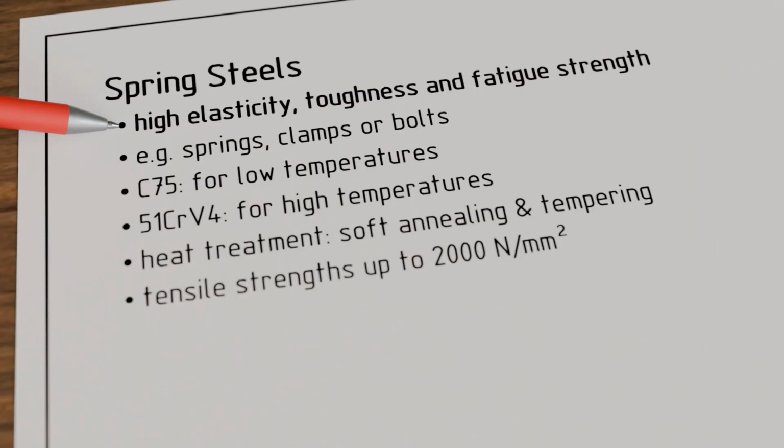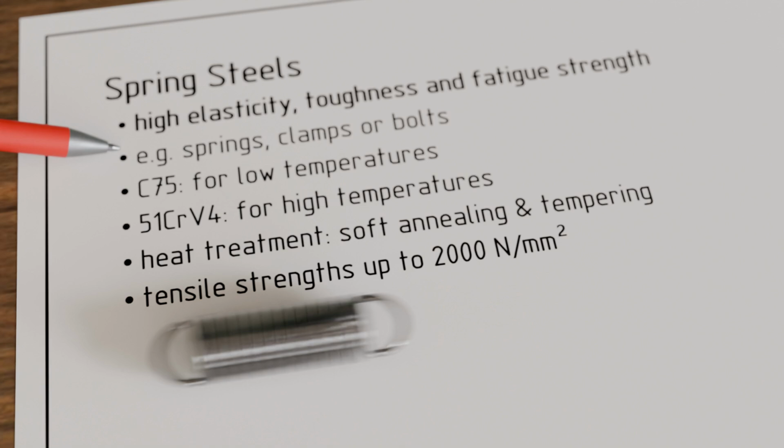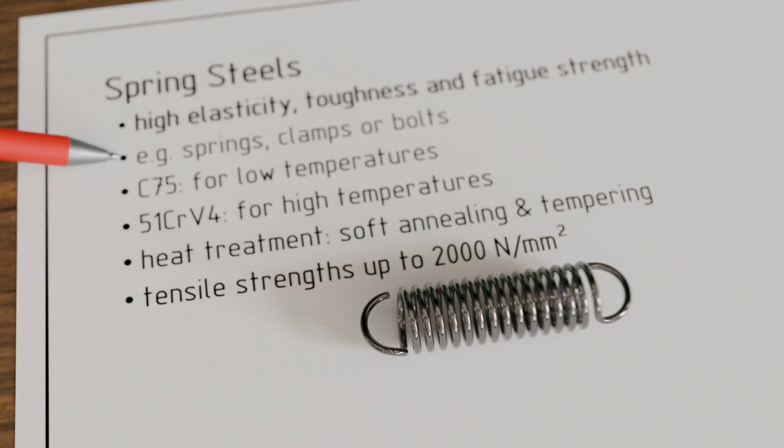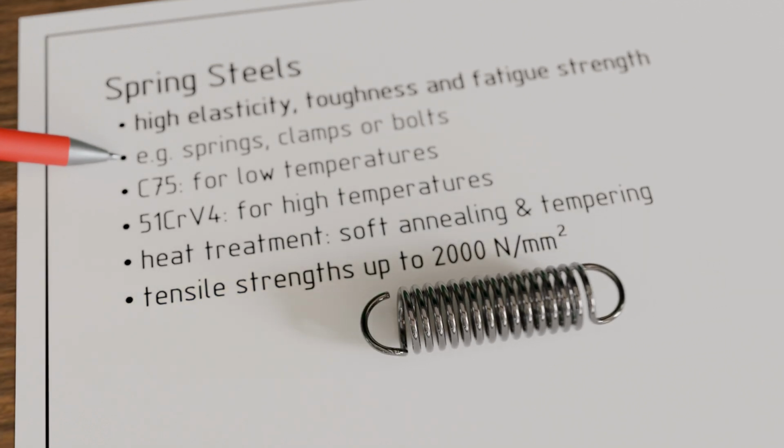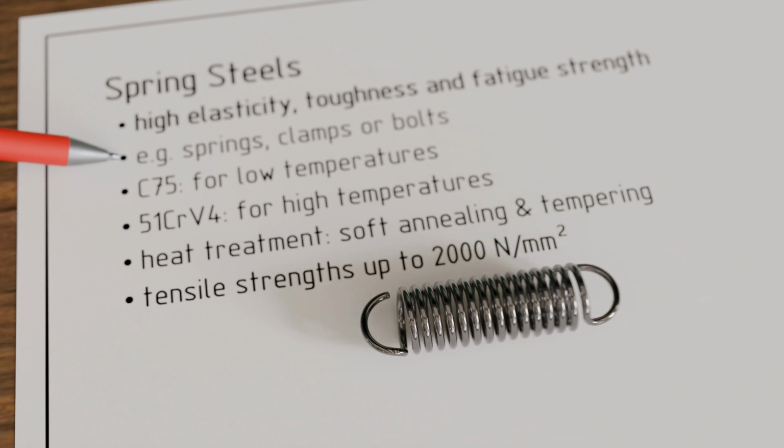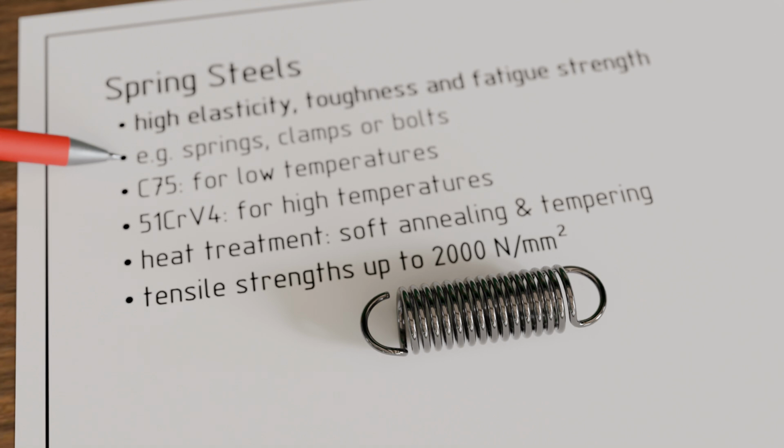These are characterized by their high elasticity, toughness, and fatigue strength. They are primarily used in applications where materials must return to their original shape after being deformed, for example, in springs, clips, or latches. Spring steels can be non-alloyed or alloyed. Non-alloyed spring steels like C75 are particularly suitable for applications at room temperature. Alloyed versions, such as 51CrV4, maintain their performance even under higher temperatures and dynamic loads.